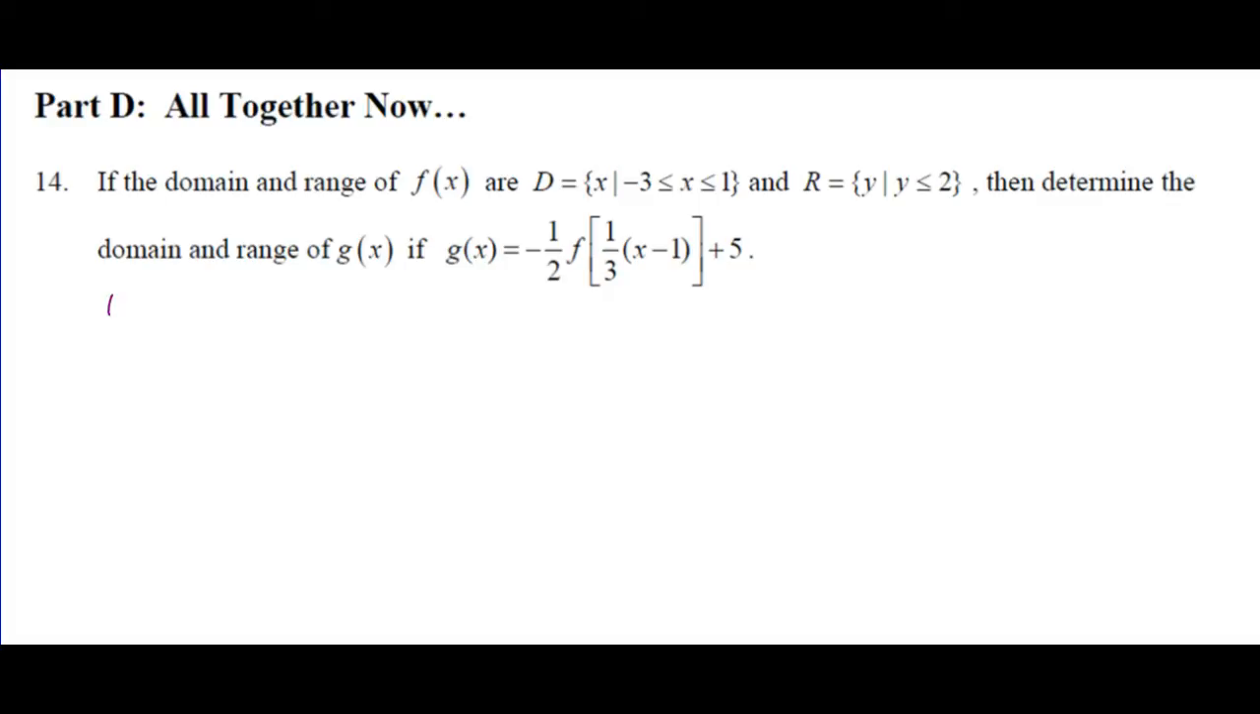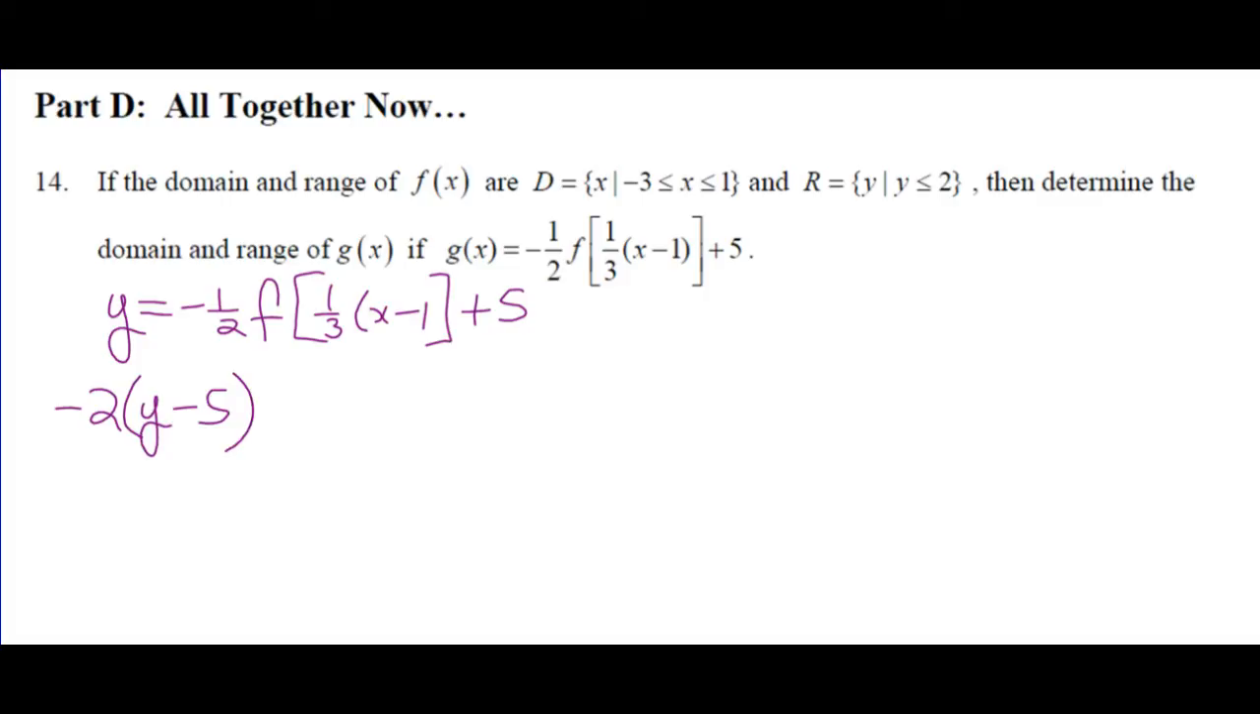Okay, so I'm just going to start. Okay, let's just do that. I'm going to go y is equal to negative 1/2 f 1/3. Okay, and then I'm going to make that a negative 2. Now it's going to come over to negative 2. And then I'm going to have to subtract a 5. Negative 2y minus 5. Actually, that would happen first, right? So I'd move the 5 over. So now I've got y minus 5 multiplied by negative 2.